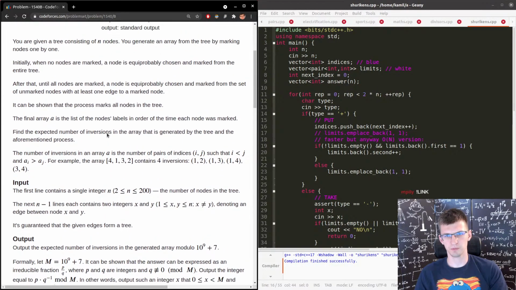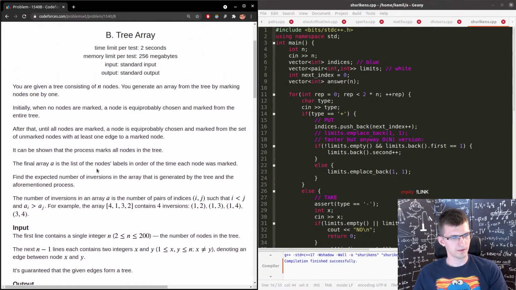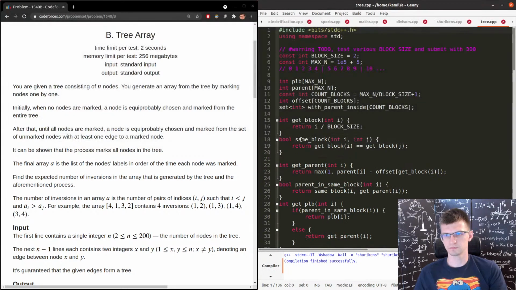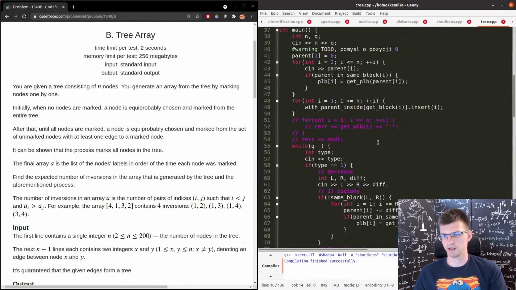And this is the last problem today. I won't start new ones. We already have a tree problem, a long one.